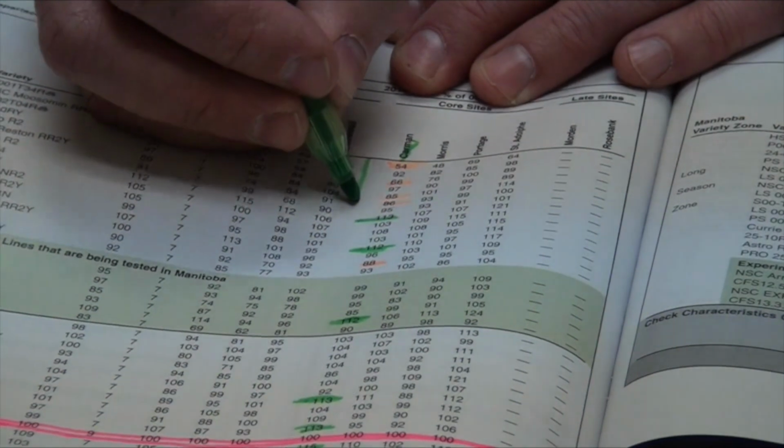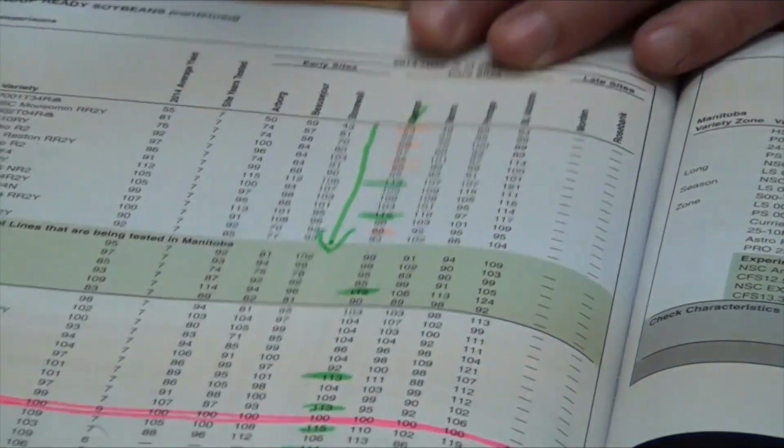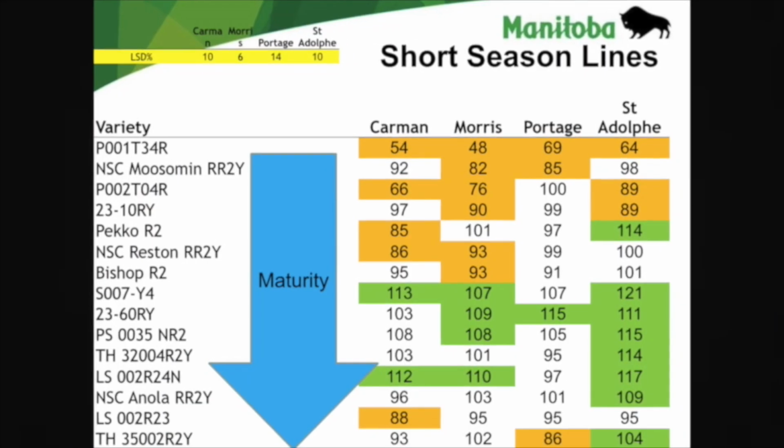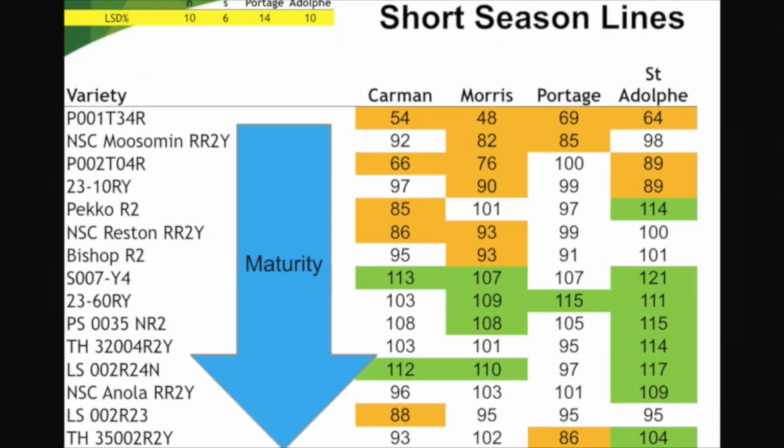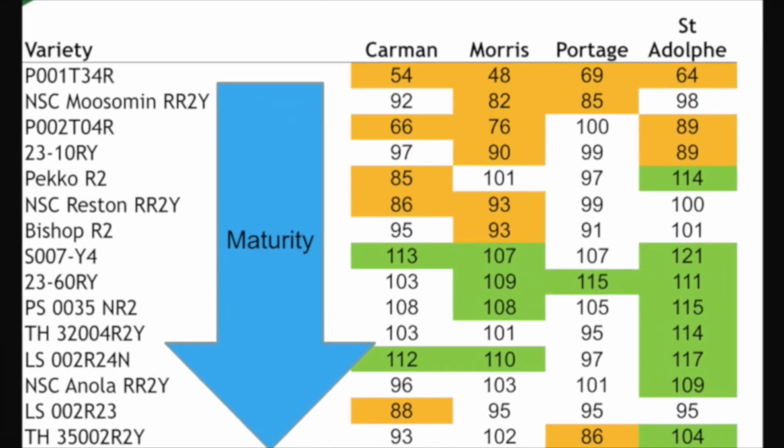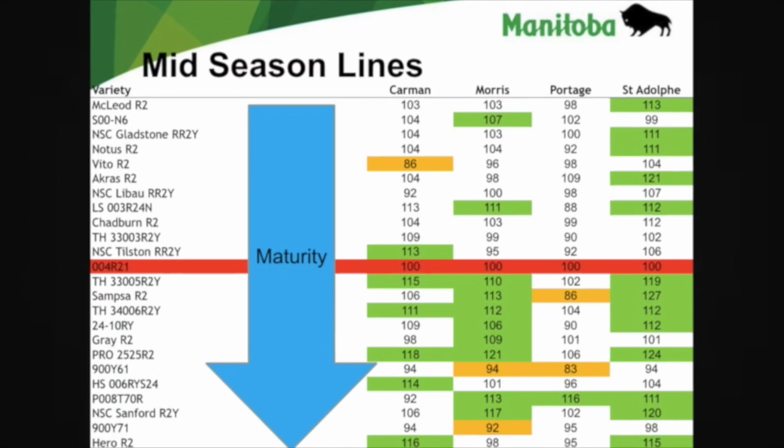And those values are also important because, number one, the maturity is listed with the shortest maturing varieties near the top of the page and longer season varieties at the bottom. If you look at the different groupings, in the short season ones you'll probably have a number of lines that are equal to the check or less than the check, but you might have a few that are greater than the check.